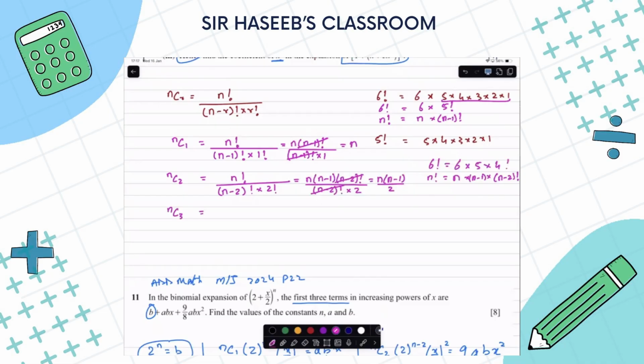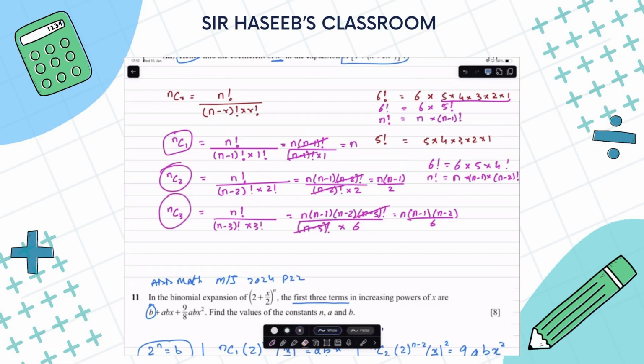There's no need to even learn it. I'll show you. n factorial over n minus 3 factorial into 3 factorial: n, n minus 1, n minus 2, n minus 3 factorial over n minus 3 factorial into 6. This cancels out and you're left with n into n minus 1 into n minus 2 over 6, right? So this is your second term, this is your third term, this is your fourth term, isn't it?